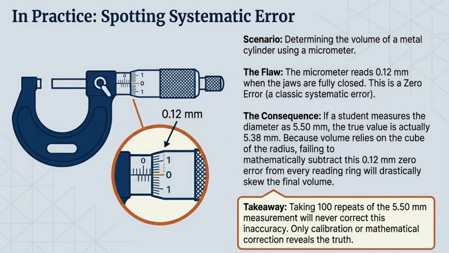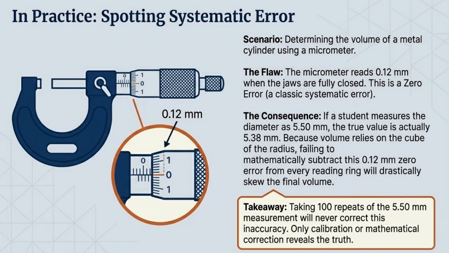Let's consider a common example of a systematic error when measuring the volume of a metal cylinder with a micrometer. The issue here is that the micrometer shows a reading of 0.12 millimeters even when the jaws are fully closed. This zero error means every measurement taken will be off by that amount. For instance, if a student measures the diameter as 5.50 millimeters, the actual diameter is 5.38 millimeters once you subtract the 0.12 millimeters error. Since volume depends on the cube of the radius, not accounting for this small error leads to a significant miscalculation in the volume.